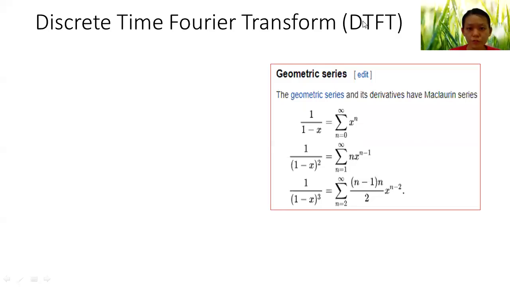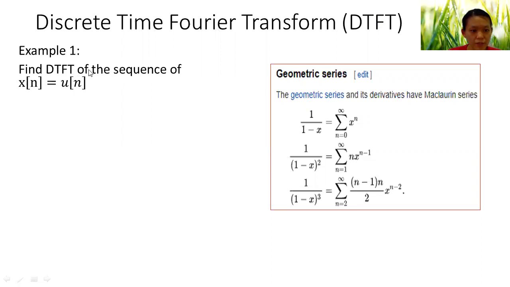Discrete time Fourier transform, DTFT. Today we will discuss some questions on DTFT. Example 1. Find the DTFT for the sequence x[n] equals u[n]. u[n] is the unit step function.